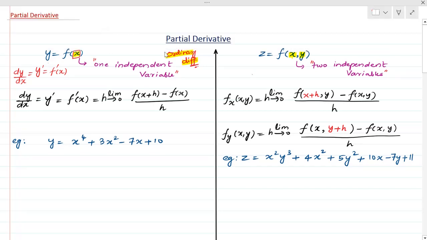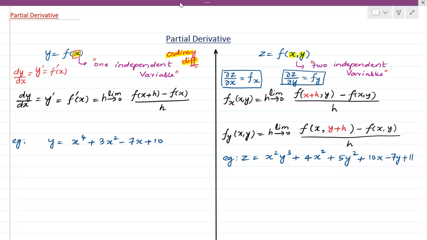What is the partial derivative? Dou z over dou x: z is differentiated with respect to x. When you differentiate with respect to x, the y becomes a constant. Or we can denote this as fx. Both are the same notation. Similarly, when you differentiate with respect to y, dou z over dou y equals fy. So this is the partial derivative.